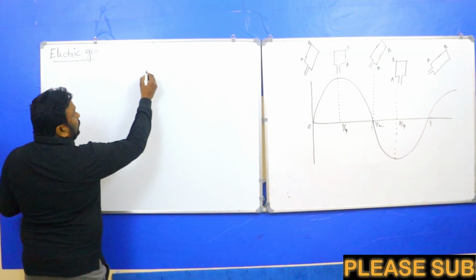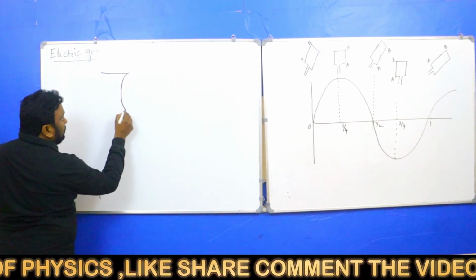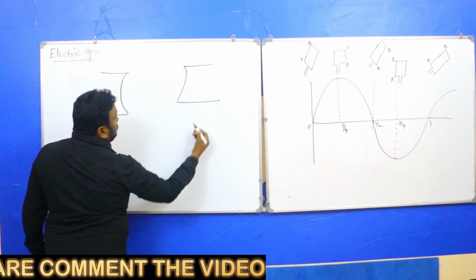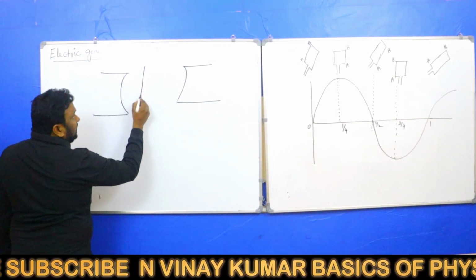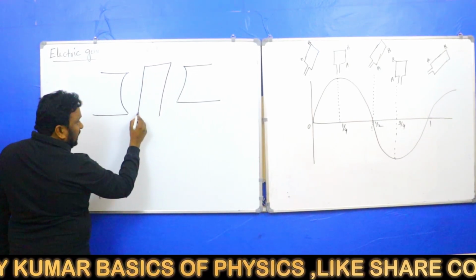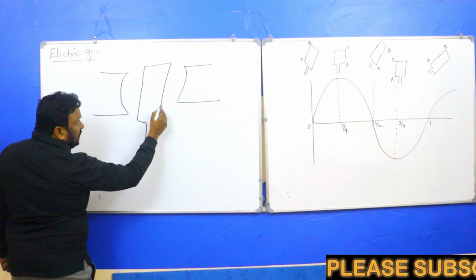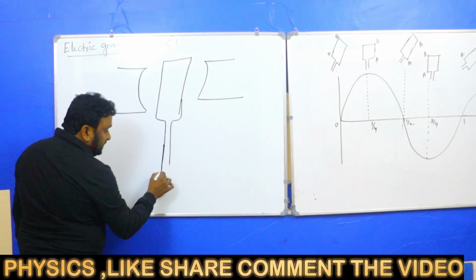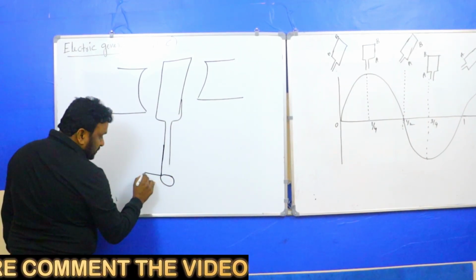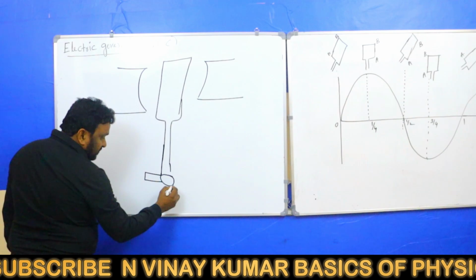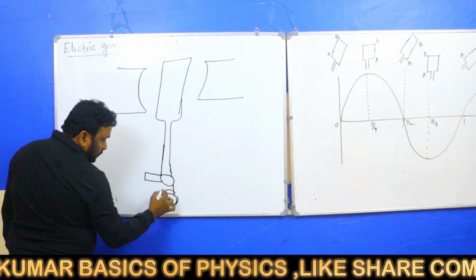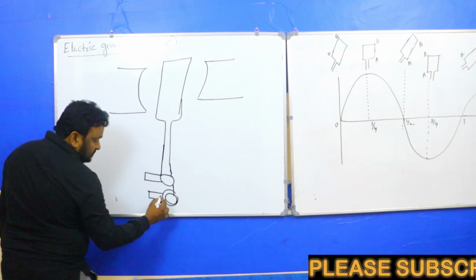There are two concave shaped magnetic poles like this. This is one pole and this is the other pole. In between them we are taking a rectangular coil. For the ends of the rectangular coil, for the ends of the wires, we have to give slip rings like this, and from that we are giving another slip ring like this. For that also we have to give one brush like this. Clear?